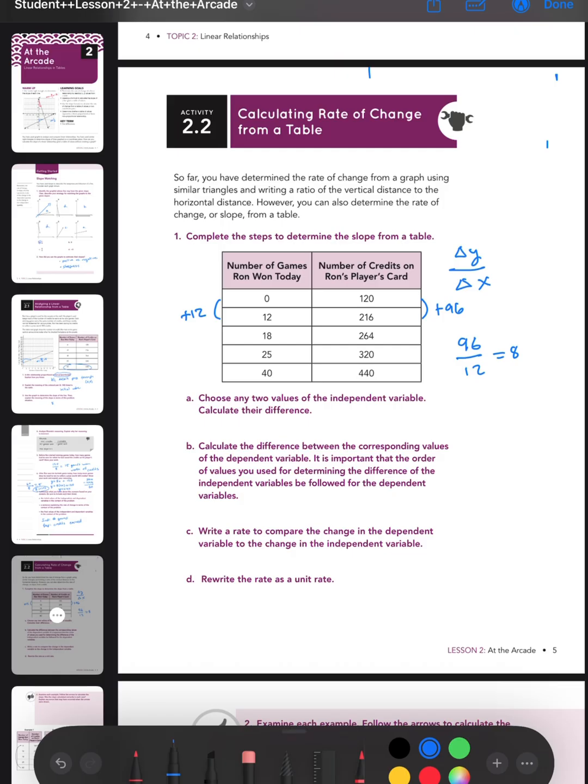So A, choose any two values. We did that. We calculated the difference in the independent variable, and calculated the difference between the corresponding values of the dependent variable. We did that, the change in y and the change in x. And then we got our rate of change. Excuse me, our 8 is our rate of change, 8 credits per game. So there's our unit rate. We get the same thing we got from the graph earlier.